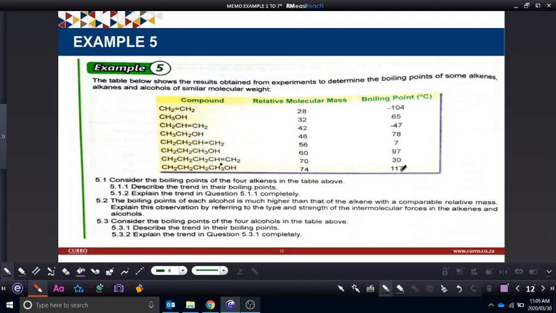Alright, so we've compared the strengths. So more energy will be needed to overcome the intermolecular forces in a longer carbon chain than in a shorter carbon chain. This will then have an implication that the boiling point will be at its highest in the longest carbon chain.